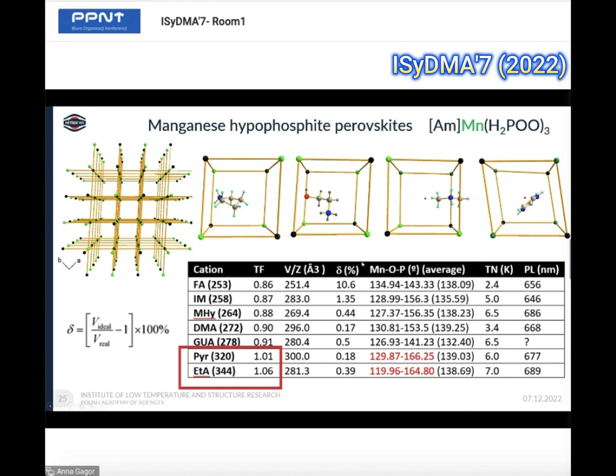So you can see here the topology of the manganese hypophosphate perovskite, which is actually common for most of the hypophosphate materials.